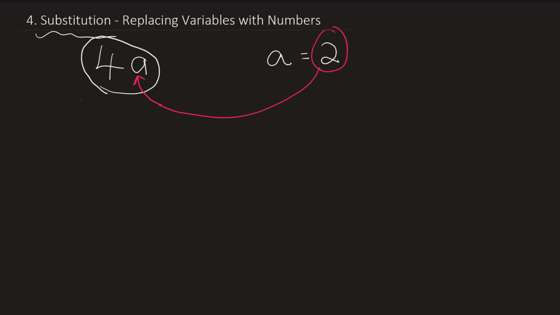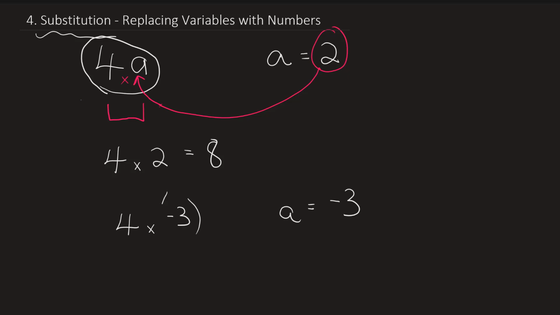Remember that where we see a letter and a number together with nothing in between, it actually means multiply. So if we substitute 2 in for the a, this becomes 4 multiplied by 2, and so my answer is 8. Let's try another one when a is a different value. Let's say a is minus 3. So this expression now becomes 4 multiplied by minus 3 or negative 3, and my answer is negative 12.